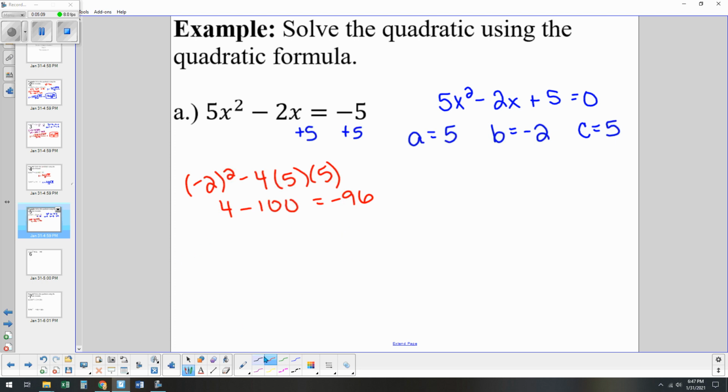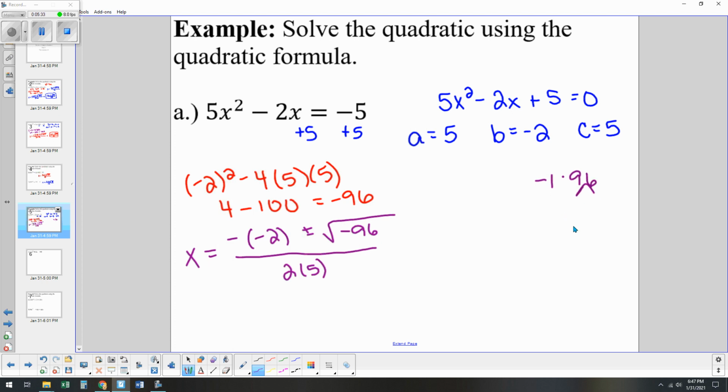So we're going to have the opposite of b plus or minus the square root of negative 96 all over 2 times 5. What's going to happen here is 96 does have things that go into it. To find out what perfect square that's going to be, I know we already have negative 1 times the 96, but now I'm going to start to break down 96.